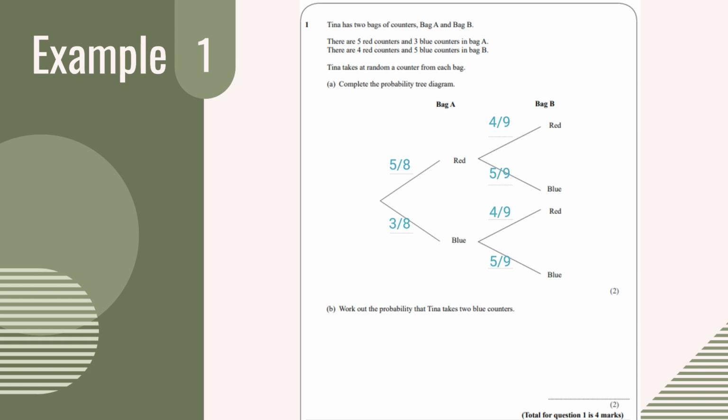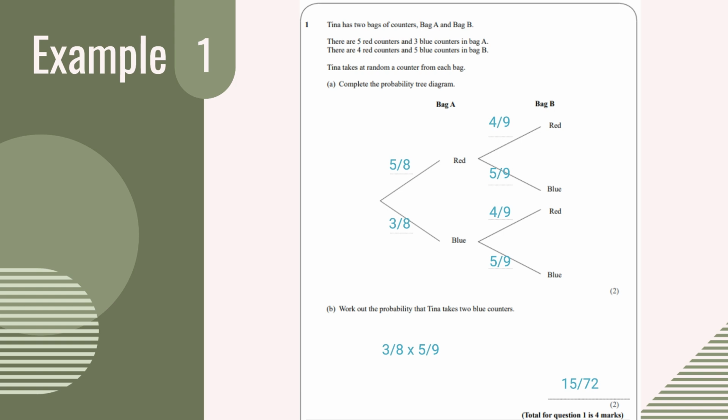Now in part B, we're asked to work out the probability that Tina takes 2 blue counters. So we follow the lines, and we go blue the first time, then blue the second time. That would mean we do 3 over 8 times 5 over 9, as we're doing the probability here. And that would get us the answer of 15 over 72.